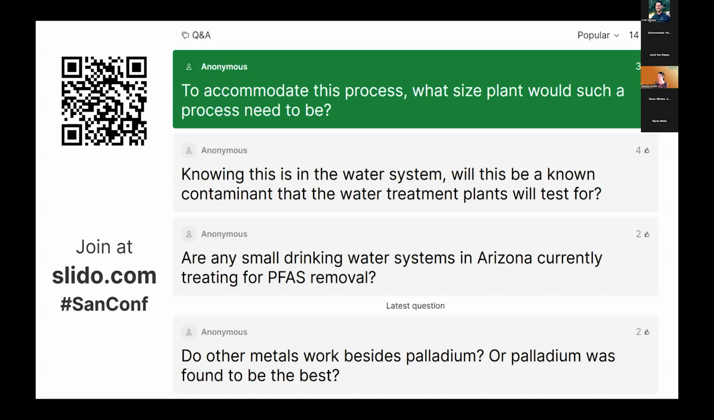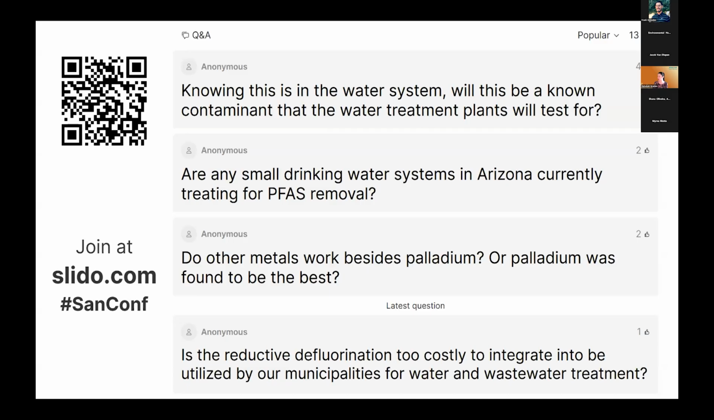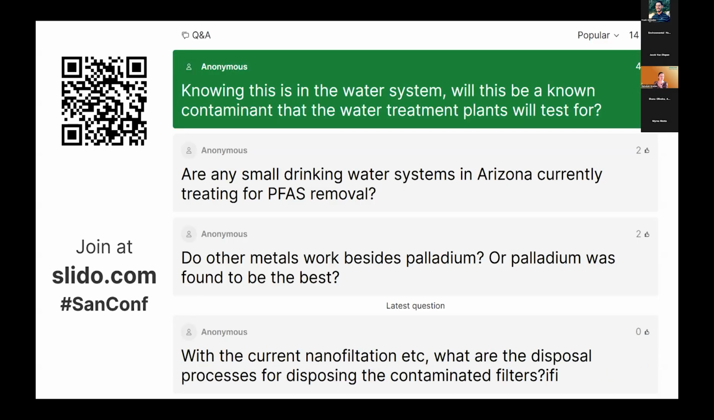Thank you. All right. Our next question. Knowing this is in the water system, will this be a known contaminant that the water treatment plants will test for? Yes, they're now required to test for this, and that's how we know.